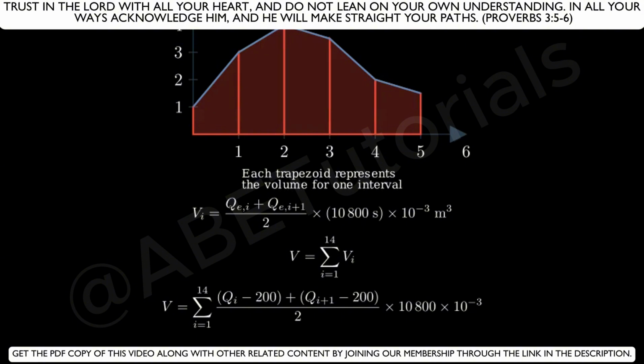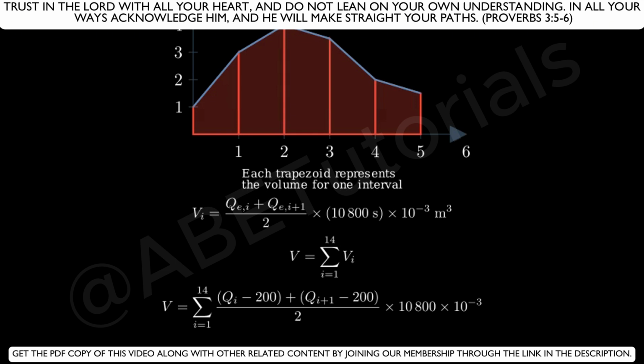V equals the sum from I equals 1 to 14 of V sub I, which equals the sum from I equals 1 to 14 of (Q sub I minus 200 plus Q sub I+1 minus 200) divided by 2, multiplied by 10,800, and then by 10 to the negative 3. To make our calculation easier, we can simplify the formula a bit. We can rewrite it as the sum of (Q sub I plus Q sub I+1 minus 400), all divided by 2, and then multiplied by 10,800 times 10 to the negative 3.